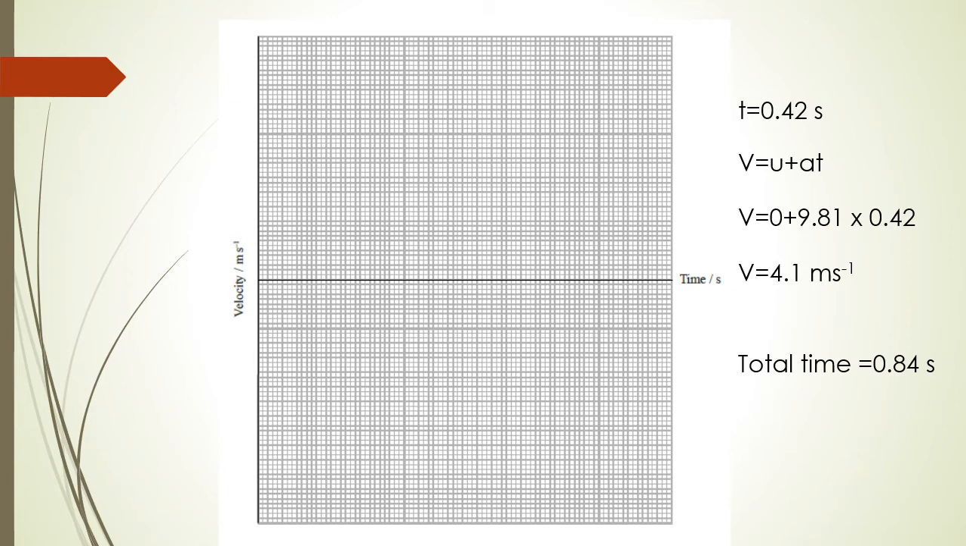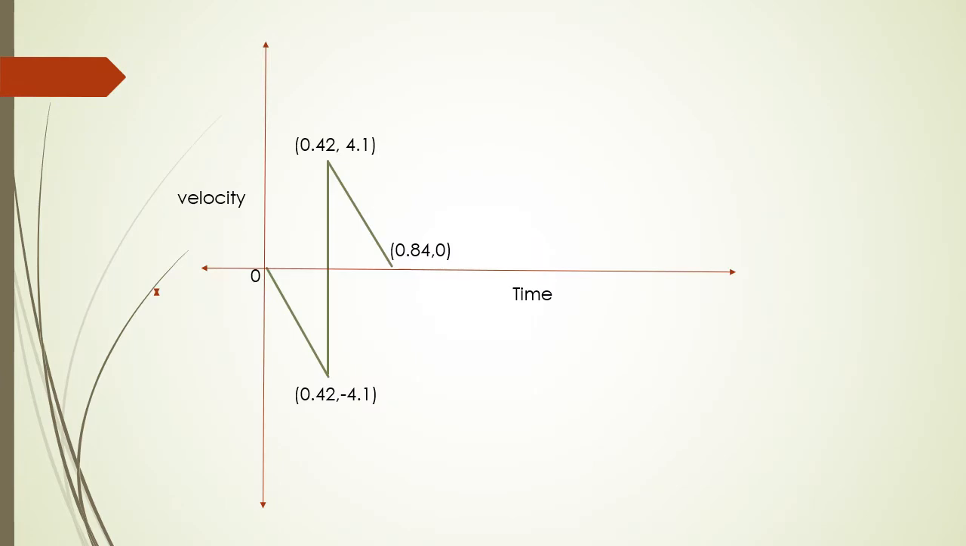After that, we can draw the graph. How the graph will look like, let's see. Here, the initial velocity is equal to 0 and the ball is moving down. We can consider the motion as negative. So the velocity increases but in the opposite direction and reaches maximum speed at 0.42 second. The maximum speed is 4.1 meter per second.